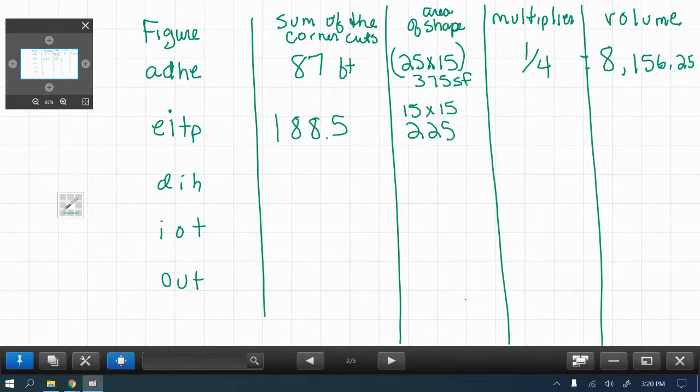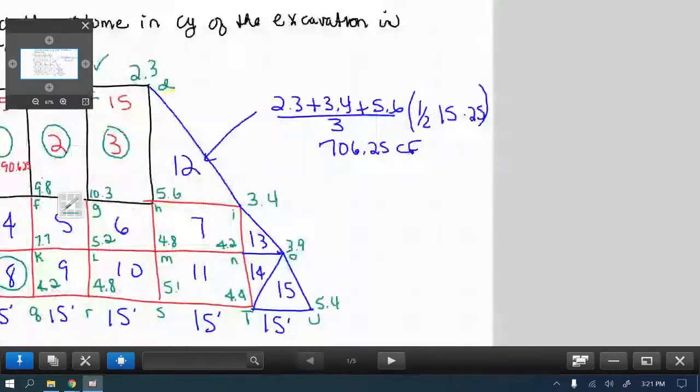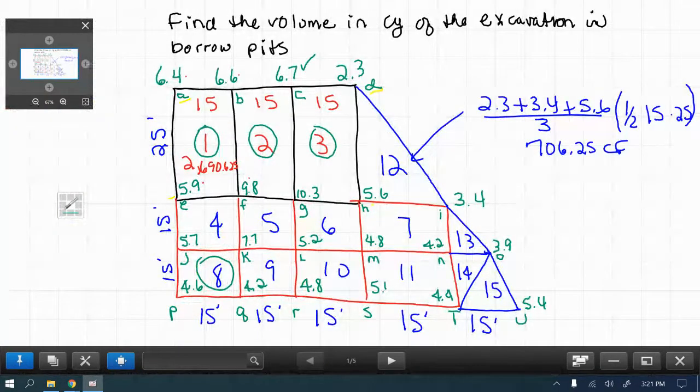So if I do 188.5 times 225, and the multiplier is 1/4 because it's a square or a rectangle, I'm going to have 10,603.125. And this is square feet up here. Now the triangles, there's 4 triangles actually.